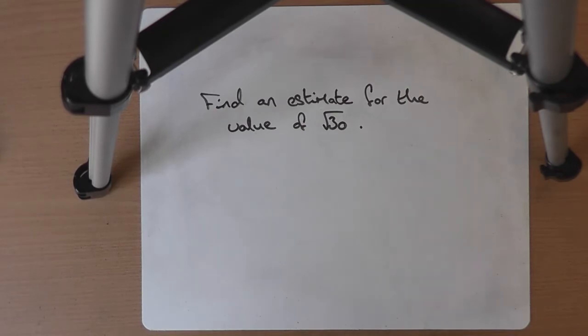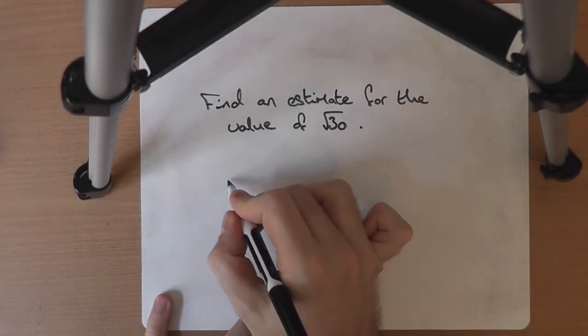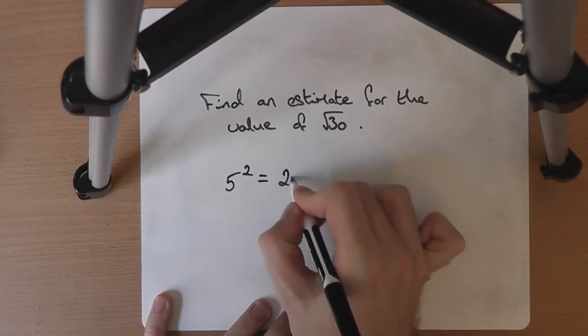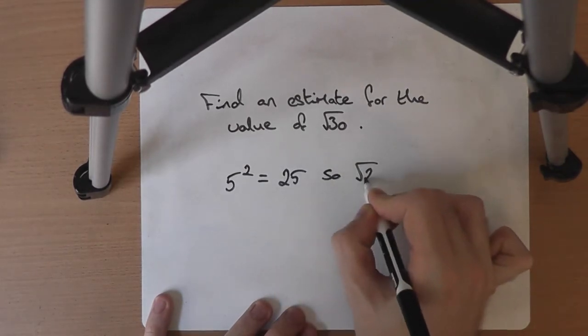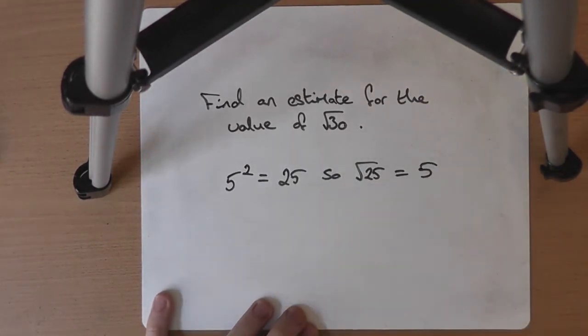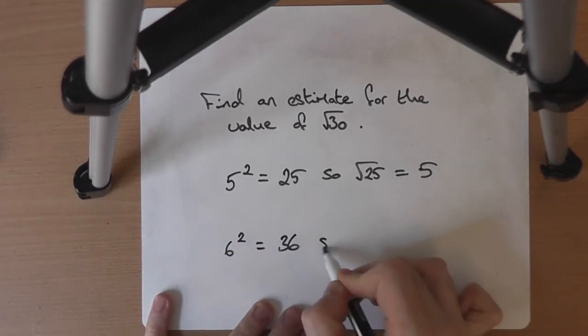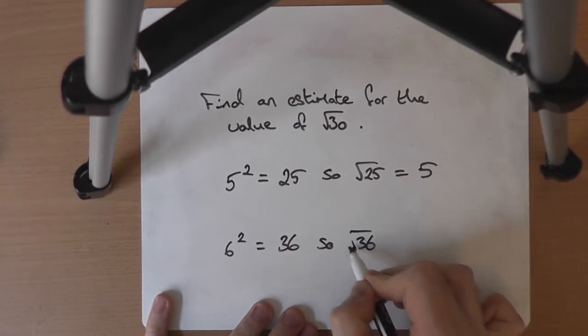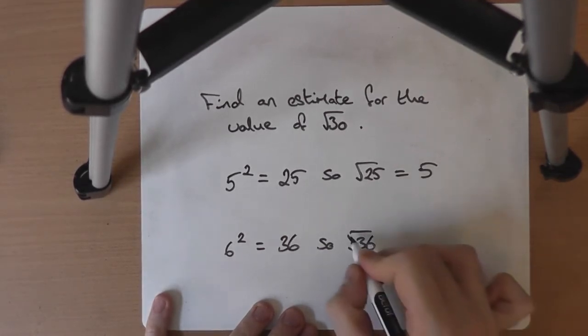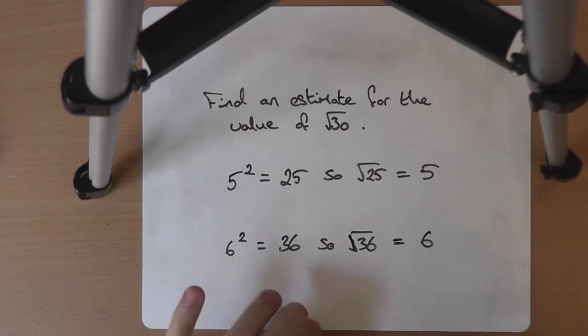What we are going to do though is use square numbers to help us. We're going to consider some square numbers that are nearby, some facts that we already know. We're going to very much use what we know to find something we don't. Now we possibly already know that 5 squared is 25, so the square root of 25 is 5. And we perhaps know that 6 squared is 36, so the square root of 36, asking what we squared to get that number, would be 6.